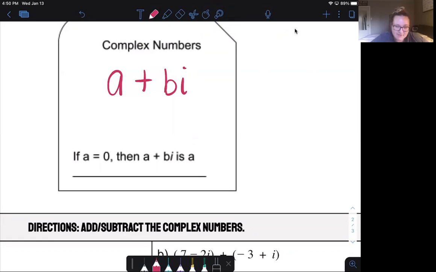But if a was 0, we would have 0 plus bi. Well, what's 0 plus bi? Just bi. So if a number only involves i and it doesn't involve the a plus or whatever out in front, then we call that a pure imaginary number.